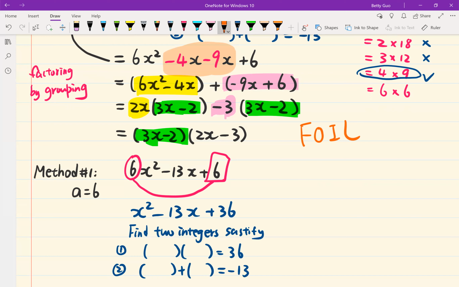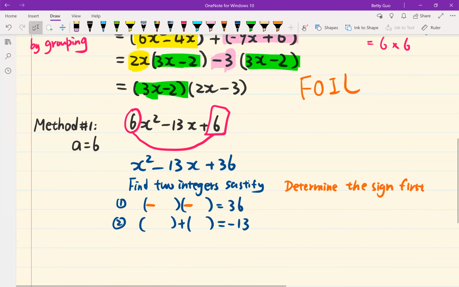Determine the sign first. We know the two numbers must be both negative. Otherwise, if they are both positive, then the addition would be positive, but we want the two integers to add up to negative 13. So they can't be both positive. They cannot be one positive and the other negative either, because the product is positive. The multiplication of the two numbers being positive means the two numbers must have the same sign. So they are both negative.